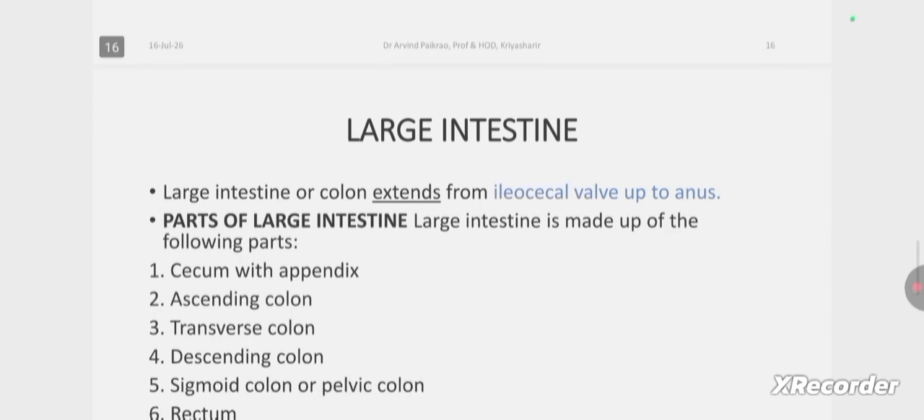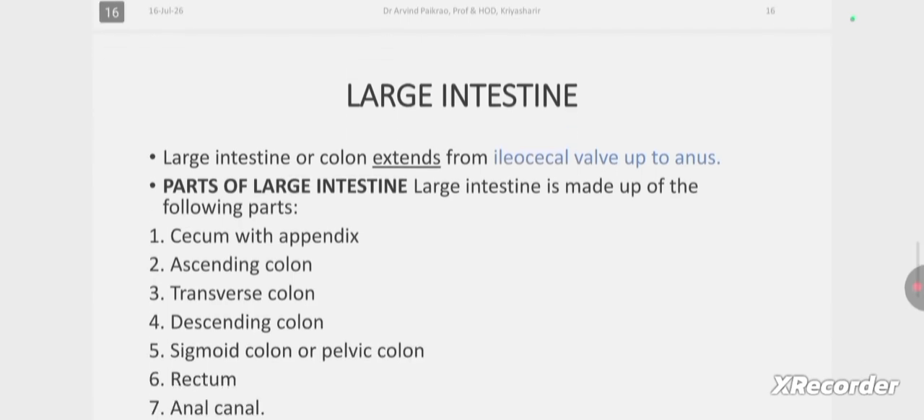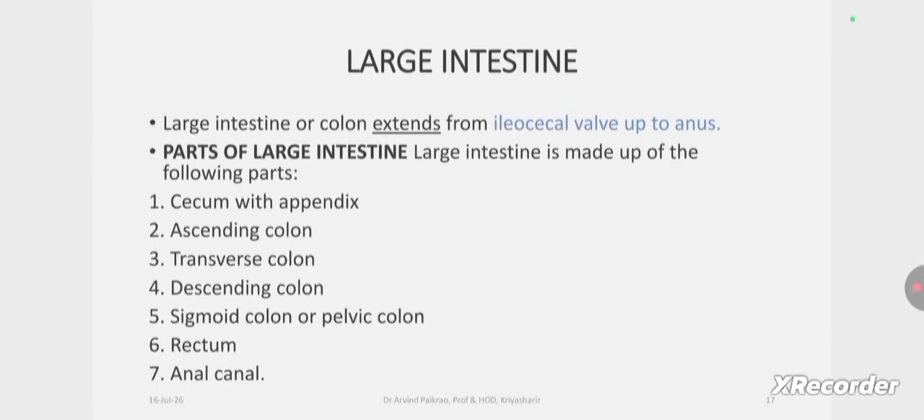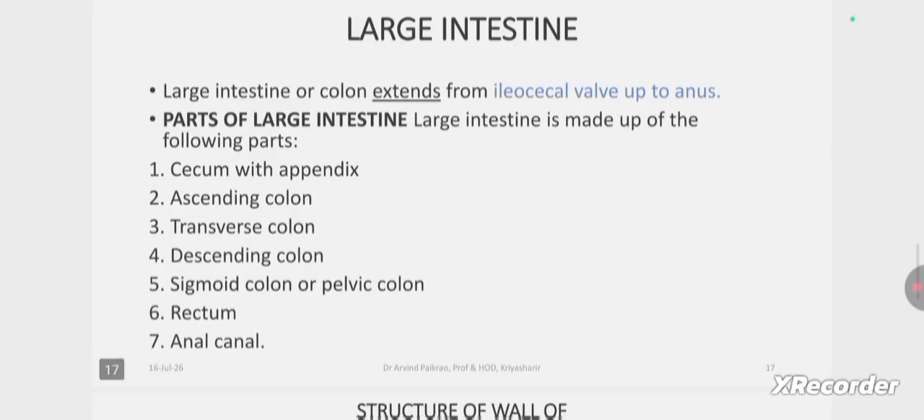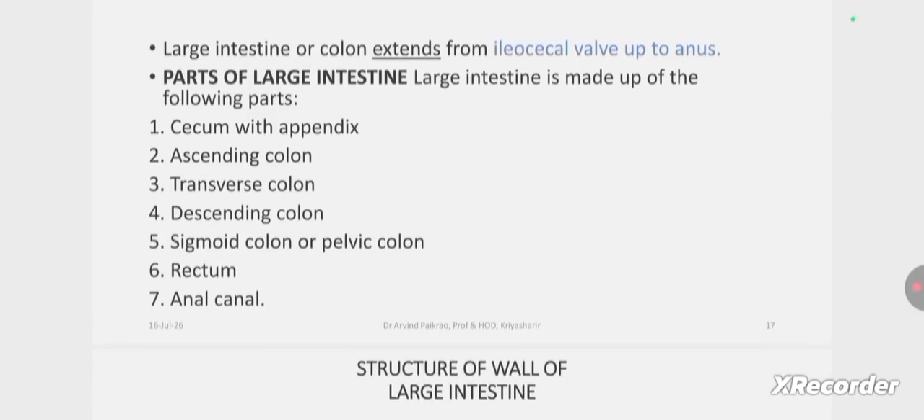Next it is the large intestine. The large intestine extends from the ileocecal valve up to the anus. It has seven parts: cecum with appendix, ascending colon, transverse colon, descending colon, sigmoid colon or pelvic colon, rectum and anal canal.